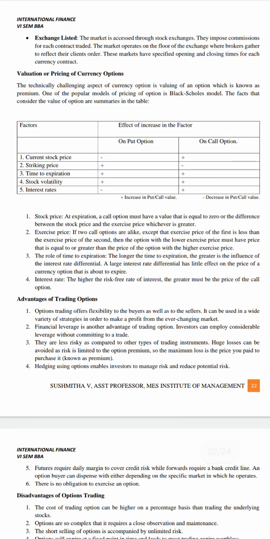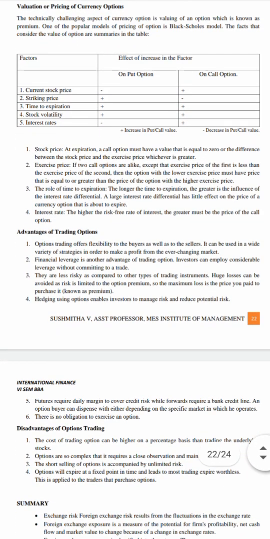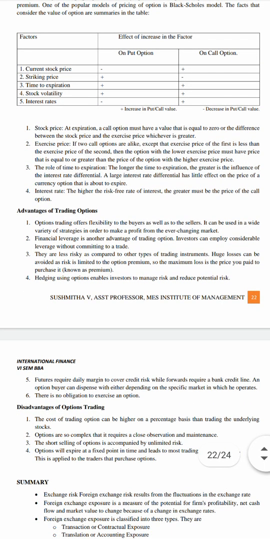And when it comes to valuation of currency options, usually when you have a call option or a put option, you have to check the strike price against the market price. The strike price is the price at which you entered, the price at which you are going to settle the transaction. The market price is the market value on that particular date when you are settling the transaction.